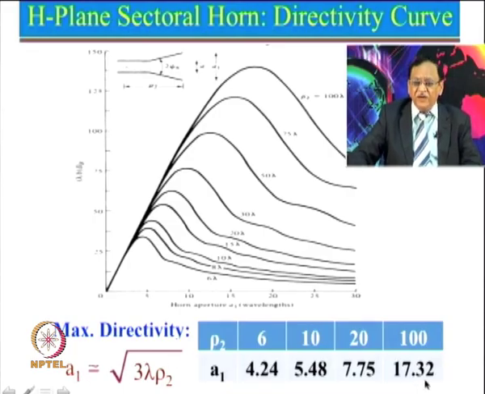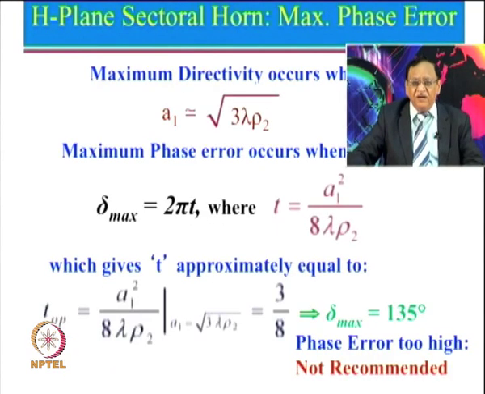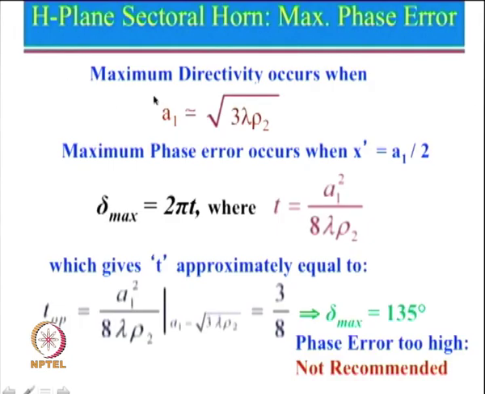Now you might wonder why these things are different. Let me just cover the next slide and then I will explain why these numbers are a little higher compared to the previous case. If we use this particular expression, we can now find out the maximum directivity we just saw, which is given by this expression. We know maximum phase error occurs when x dash is equal to A1 by 2. So, we know delta max is 2 pi t, where t is this.